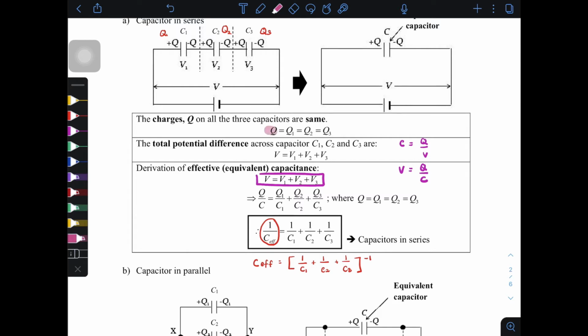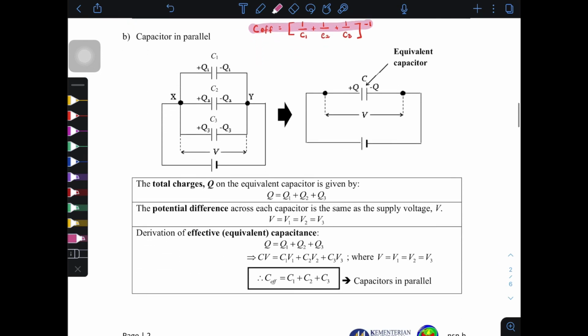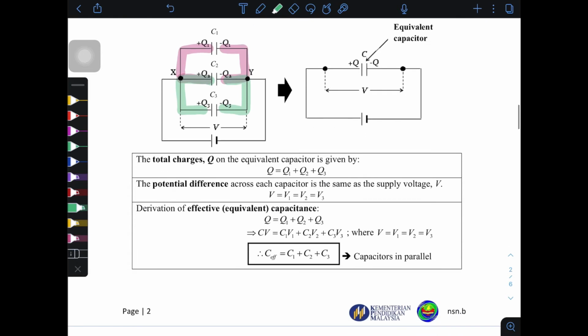Okay, so you have to know this one, the charge, the potential difference and the effective capacitance. This is not given. Alright, so this is for series and for parallel. Okay, so parallel kamu tengok C1, dua-dua kaki dia bertemu dengan C2. Okay, and C2, dua-dua kaki dia bertemu dengan C3. Okay, alright, that's how we differentiate between series and parallel. Alright, so for parallel, dia lain sikit dengan series.